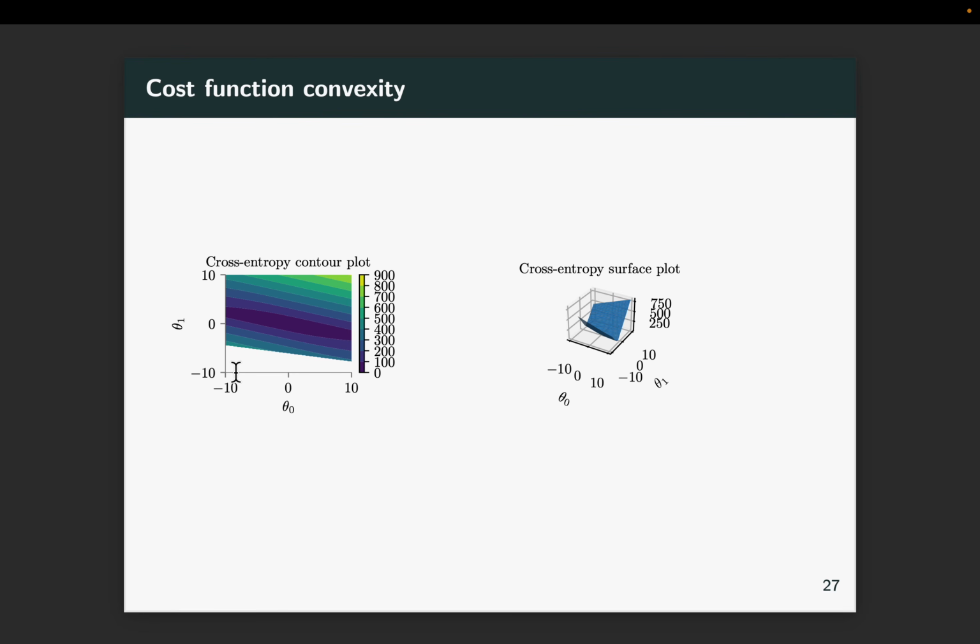If we look at this particular cost function, which is the cross entropy loss, and we make the contour plot and the surface plot, you can notice that this is a convex function, which is good for us because it means we can just run a favorite local optimizer and we should be able to reach the global optima.